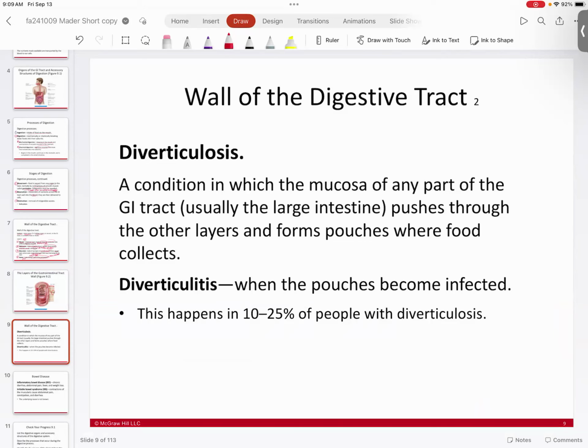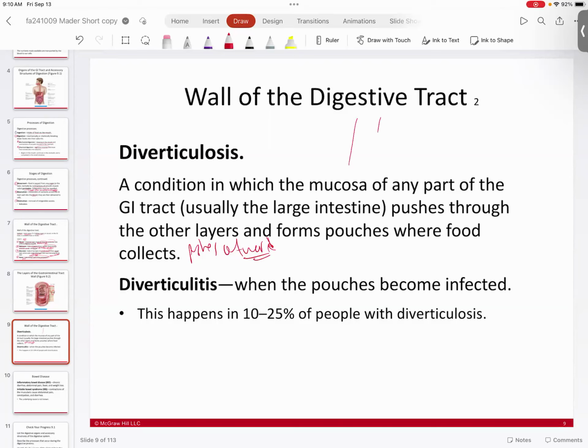Okay, so now let's continue. A couple of things that we run into in terms of conditions of the wall are diverticulosis and diverticulitis. In diverticulosis, the mucosal layer will push through the outer layers. So it pushes outward and forms a little pouch, and this is where food collects.